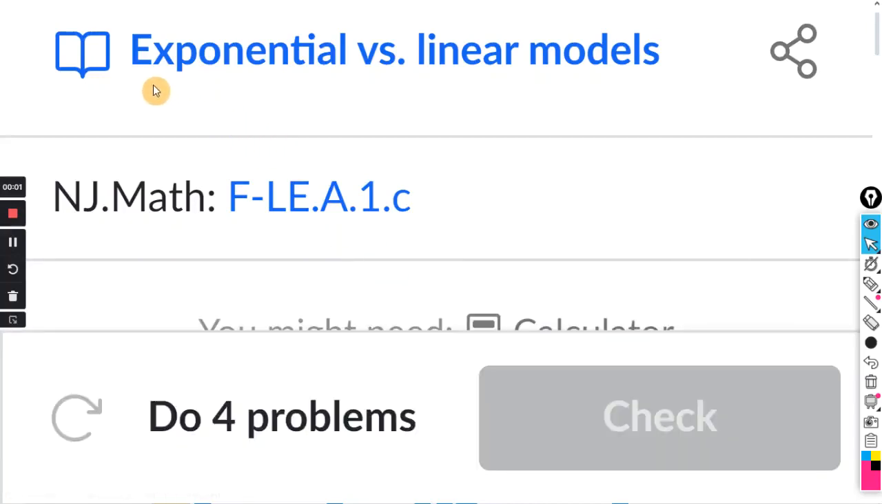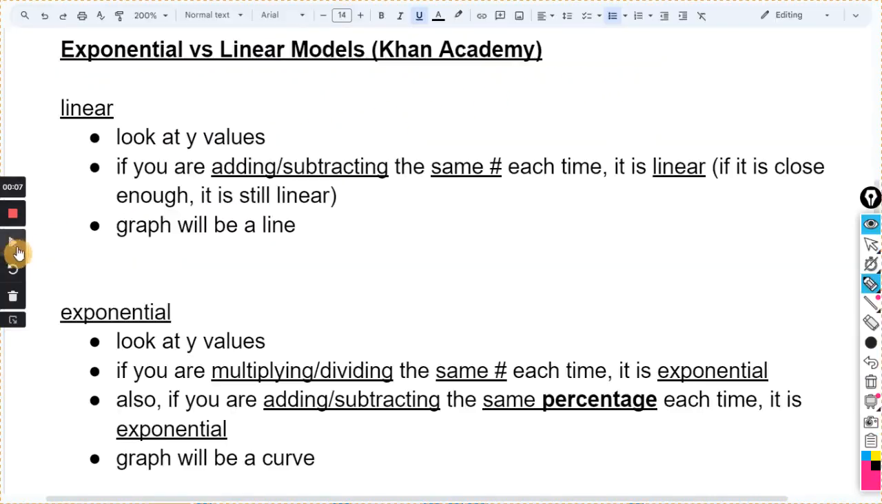This will be for the exercise, exponential versus linear models. All right, so just some notes before we begin. I believe for all of these problems in this exercise, the only two answers will either be linear or exponential. So if you can eliminate one, then it's going to be the other one.